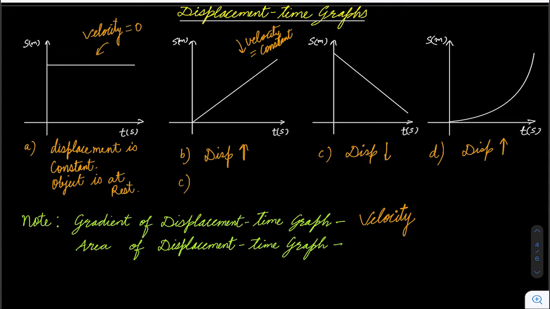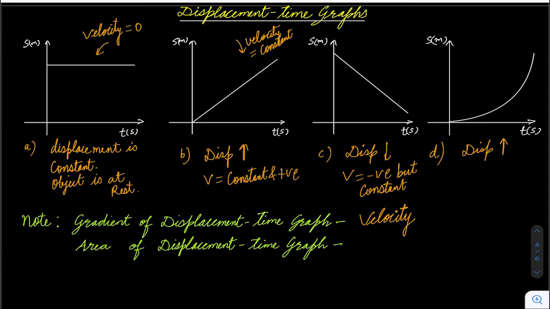So let me just write here: my velocity is constant and positive also, because the gradient is positive. What's happening in C? As you can see, the gradient of this line is negative. So velocity is negative, but constant. It's not changing because the gradient of this graph is not changing.